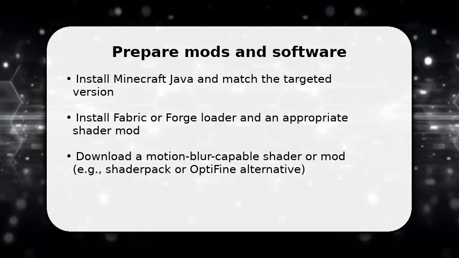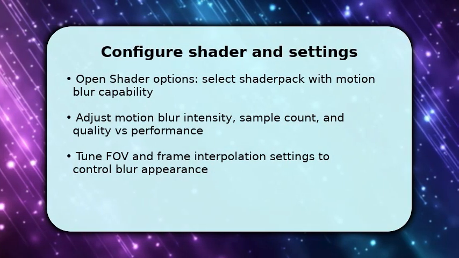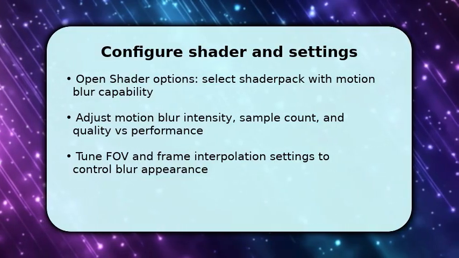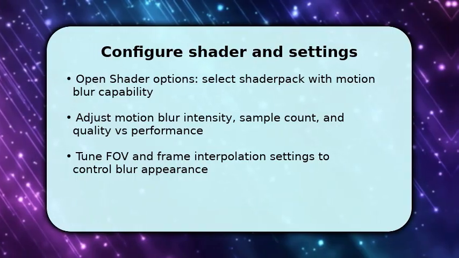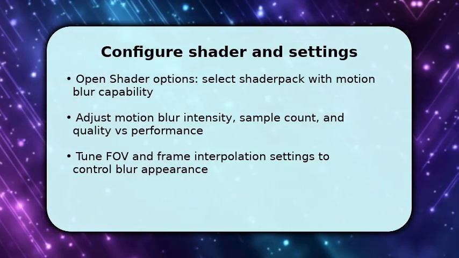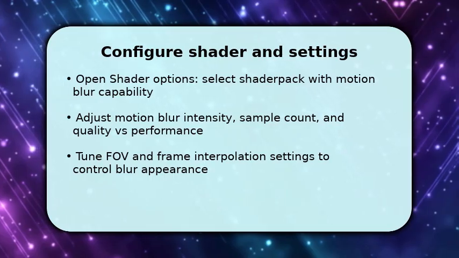You now open the shader options and select the motion blur-enabled Shaderpack. Once selected, adjust intensity and sample count. Higher samples yield smoother blur but cost frames. Make sure to tweak quality presets and performance toggles to fit your GPU.